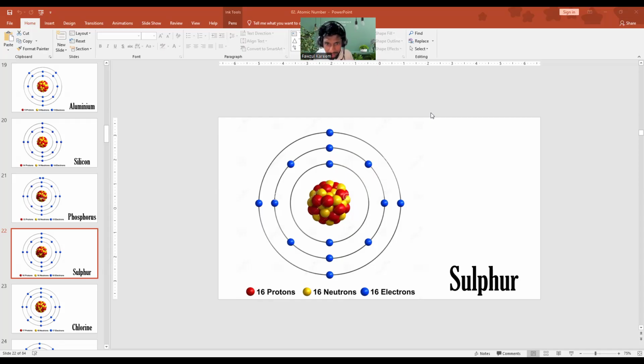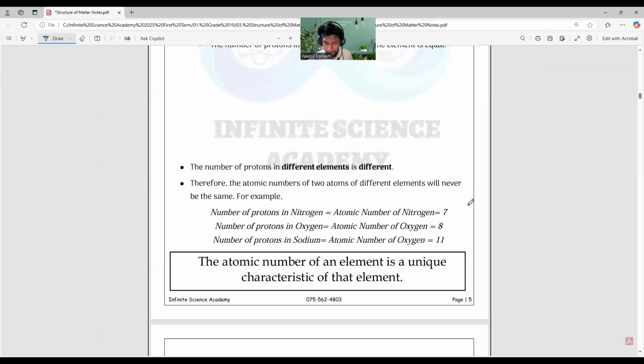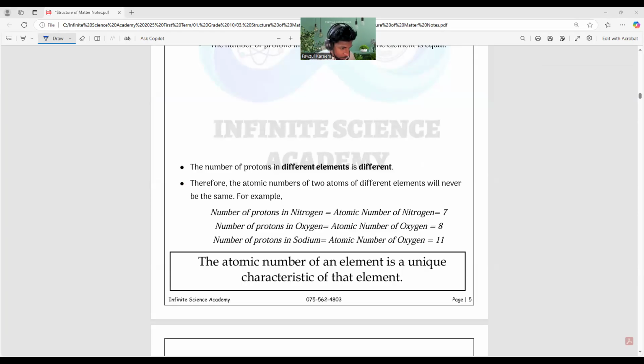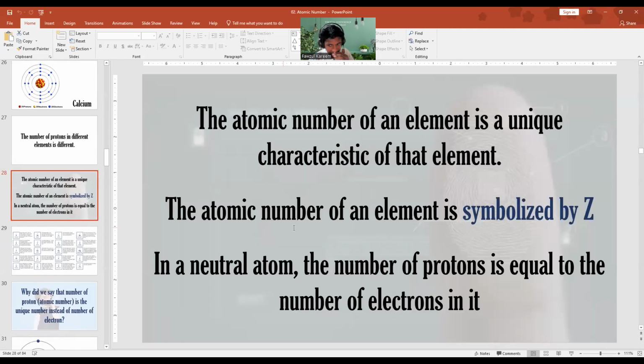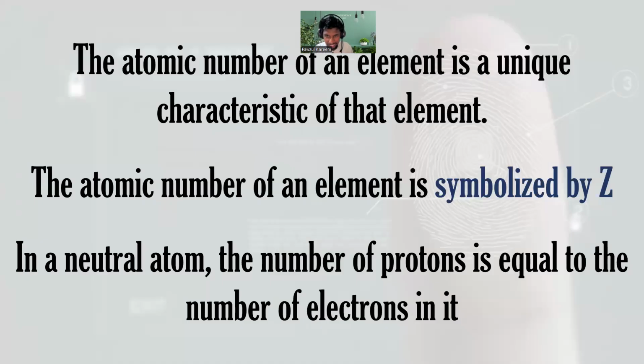What is unique? Yes, sir. Sure. 100% sure? 100%. Right, okay, fine. So that is a unique character. Wait a minute, I will share the screen. The atomic number is symbolized by Z, and the number of protons and number of electrons are the same. Are these three statements clear?